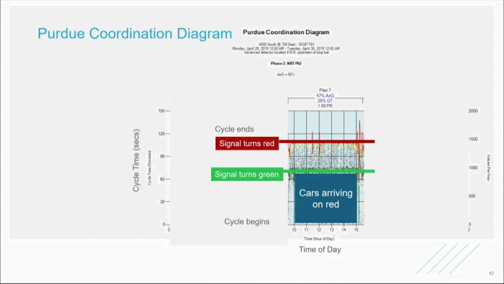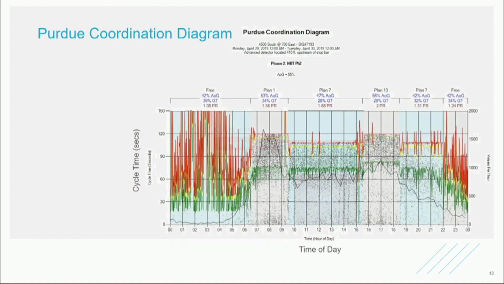So below the green, if your cars arrive before it turns green, they're arriving on red, and if they arrive in this zone, they're arriving on green. This is bad, and this is good when you're trying to coordinate traffic signal timing. So what can that tell us if we look at this diagram? Up here you can see the percent arrival on green. This is a nice little metric that tells us 47% of my cars arrived on green over this time frame.